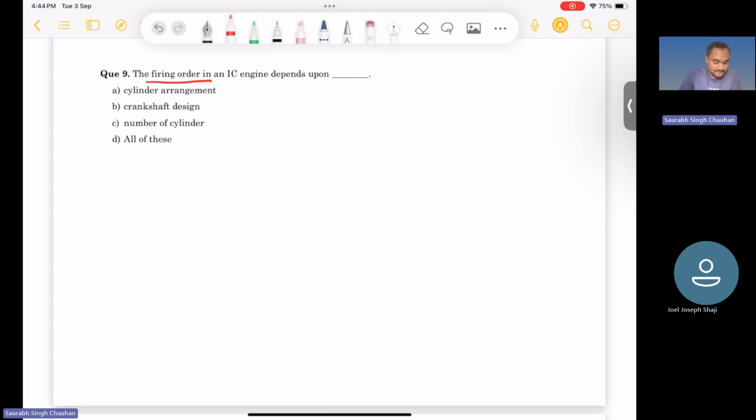So we have to tell this. Option A says cylinder arrangement. Cylinder arrangement basically means in which orientation cylinders are arranged. For example, all the cylinders can be in one direction, all in the same direction, and connected to the same shaft, the crankshaft.